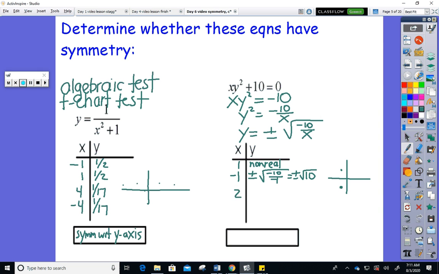If I plug in 2, again, I get plus or minus the square root of negative 5, which is non-real. But when I plug in negative 2, I get plus or minus the square root of positive 5. So when I plug in negative 2, I plot plus or minus the square root of 5. I can see by the way the points are lining up that this graph is going to have symmetry with respect to the x-axis. So if you plug in some x's and get non-real answers, symmetry with respect to the y-axis and the origin are out. It's not going to happen.